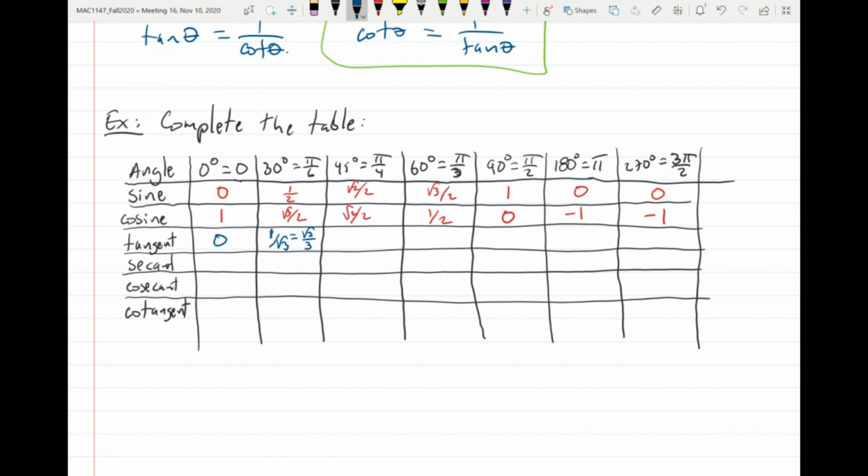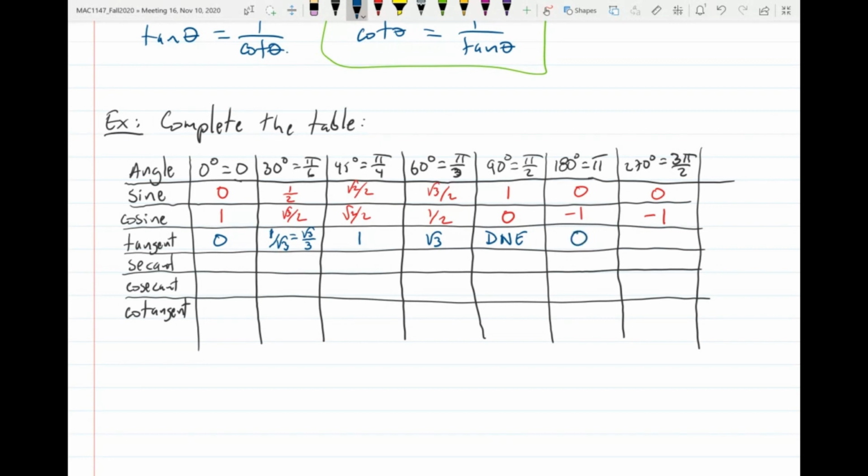45, the sine and cosine are the same, so when you divide, you get 1. So tangent of 45 is 1. 60, square root of 3 over 2 divided by 1/2. The 2's cancel out, because the 1/2 becomes a 2, so you're going to get square root of 3. Then tangent of 90, that's going to be 1 divided by 0. As you know, that's undefined. So the tangent of 90 degrees does not exist.